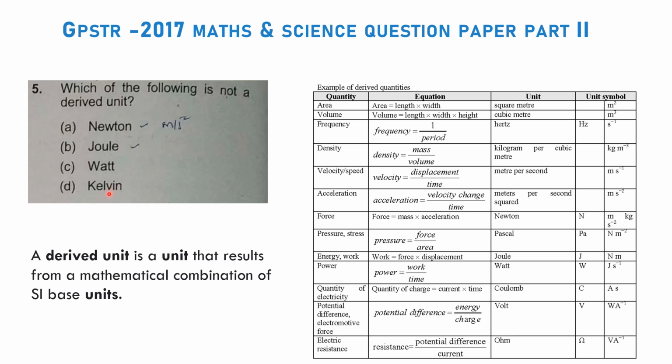But the fourth one, Kelvin. Kelvin is the SI unit of temperature. It is not derived from any combination of base units. This is an individual unit. This is the SI unit of temperature. This is not a derived unit. Therefore, the correct answer is Kelvin.